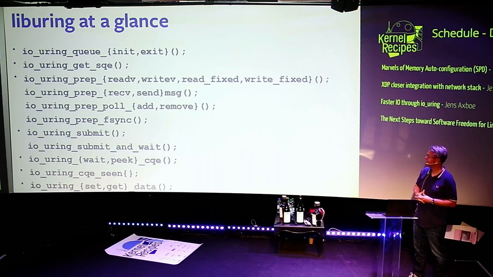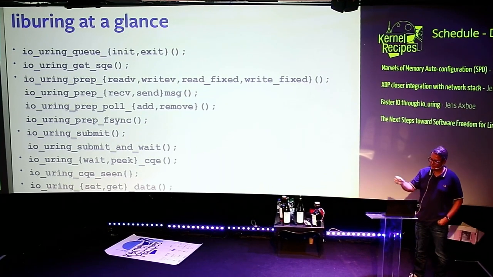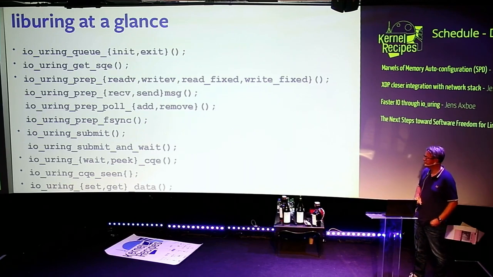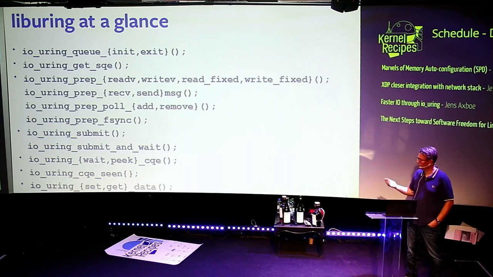Submit and wait is a liburing helper that'll do the submit and complete in a single system call if you can. And then, as we saw in the previous slide, there's io_uring_wait_cqe to wait for completion entries. There's also a peek version that'll just tell you if you currently have entries sitting in the CQE ring. And then there's cqe_seen, and finally there's helpers to get and set the data that's passed back from submission to completion. So the set will operate on the SQE, and the get will operate on the CQE.